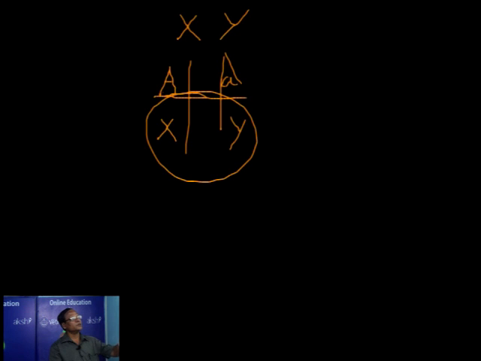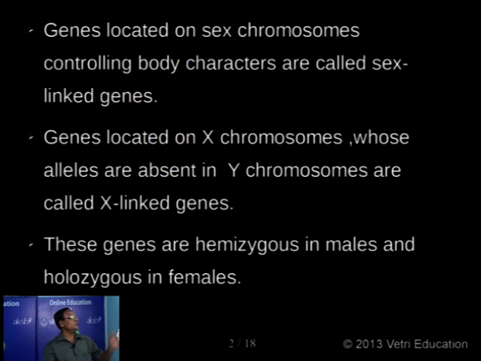So XY linked genes behave like the autosomal genes. They form a pair, cross over, producing recombinations. But the X-linked genes or the Y-linked genes do not form a pair. There is no pairing possible between an X-linked gene and a Y-linked gene, and that is why crossing over is also not possible. There is no recombination. So we have X-linked genes, Y-linked genes, and XY-linked genes. Genes located in sex chromosomes controlling body characters are called sex-linked genes. And those genes located in X chromosomes whose alleles are absent in Y chromosomes are called X-linked genes.